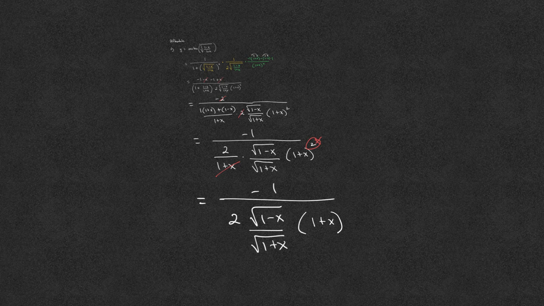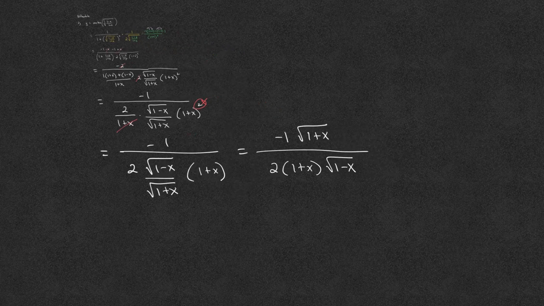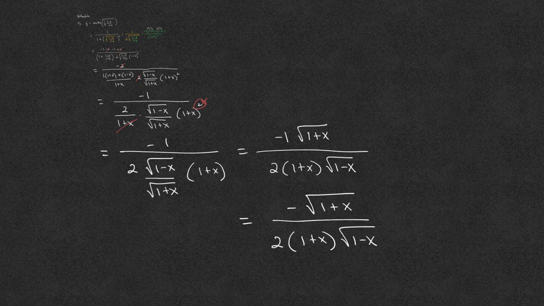At this point, we can't leave the answer as a complex fraction, so we take this denominator and multiply by the reciprocal, and so we end up with negative 1 times the square root of 1 plus x over 2 times 1 plus x times the square root of 1 minus x. There's no need to write the negative 1 in the numerator, and so this is negative the square root of 1 plus x over 2 times 1 plus x, the square root of 1 minus x.